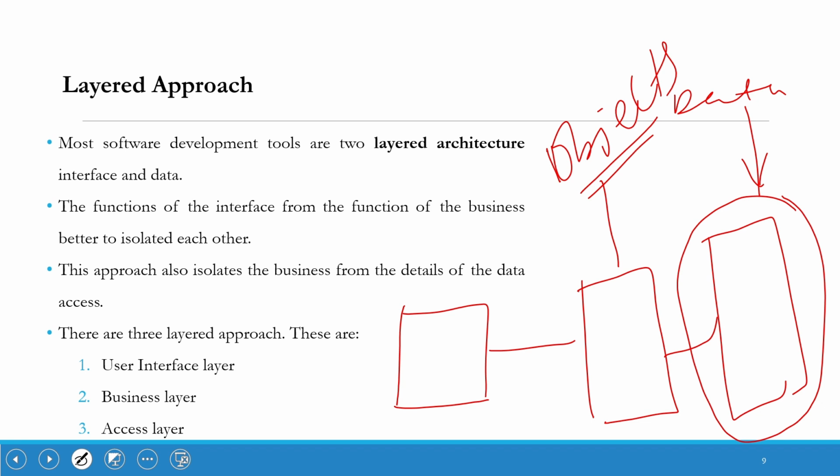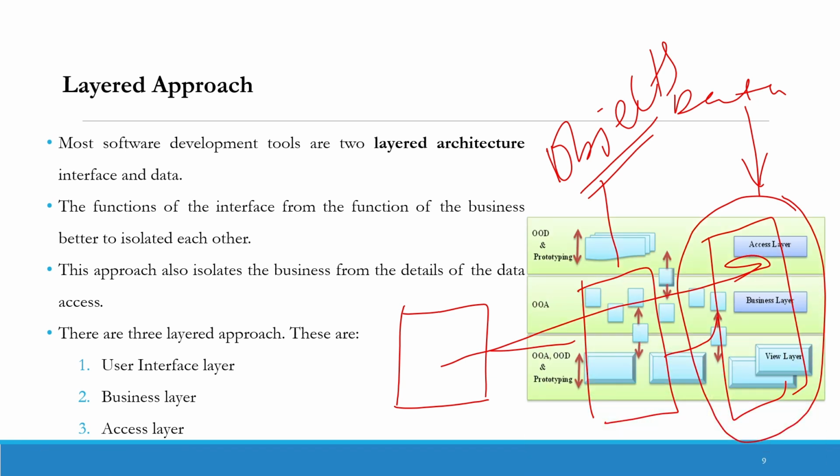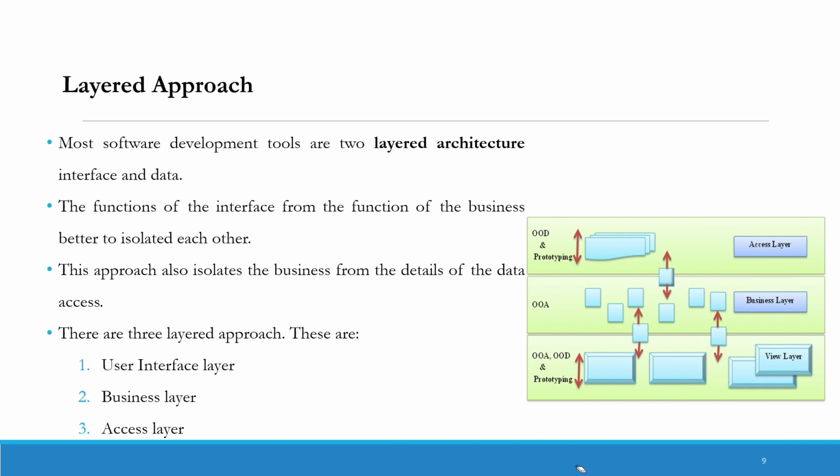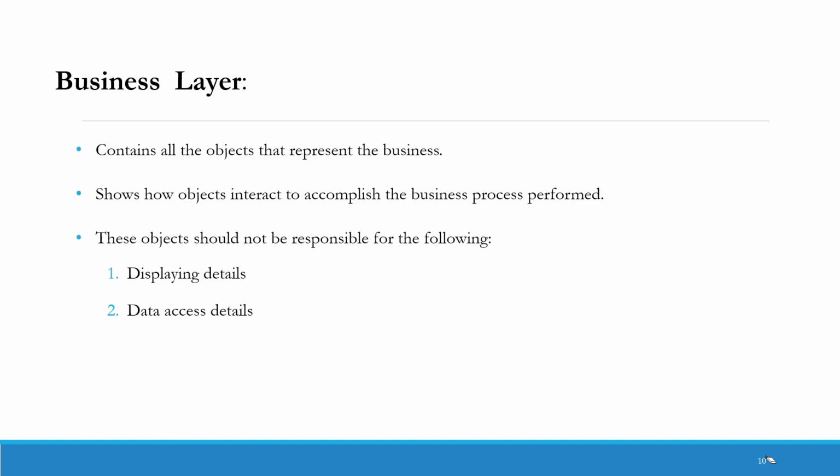So the three-layer approach is depicted just like this. Let's say something about this. There is the view layer. The data is actually inside the screen, and the user wants to access the data from here. Having this in mind, the view layer will be designed like this, and the business layer designed like this. The business layer contains all objects that represent the business and show how the objects interact to accomplish business process performance. These objects should not be responsible for the drawing, the displaying details, or the data access details. They only show the objects of the business.